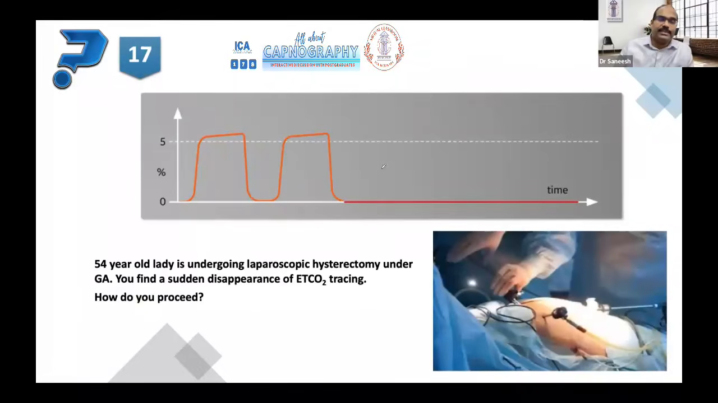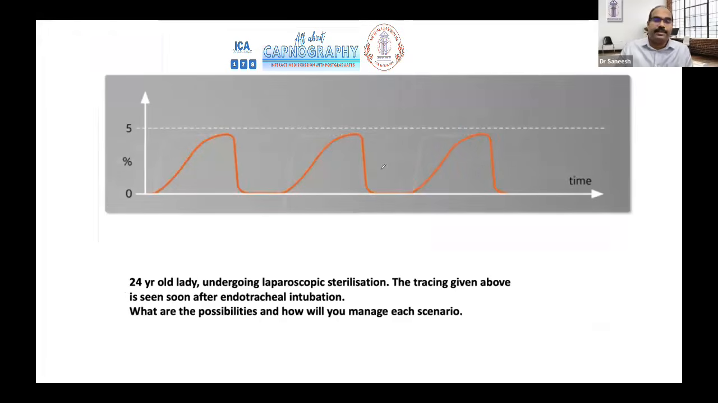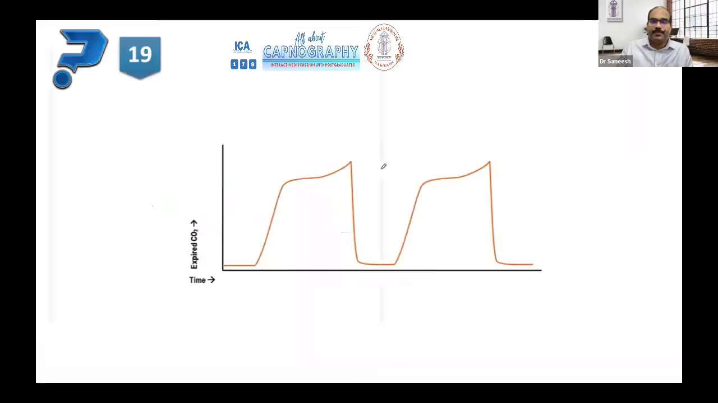This, I think we have already described: laparoscopic cholecystectomy, sudden disappearance of EtCO2 tracing. Look for the mechanical causes, disconnection, endotracheal tube function. And this is again a shark fin appearance. So we'll move forward from that. Okay, so what is this? This is a chocolate question. Who wants to get it?